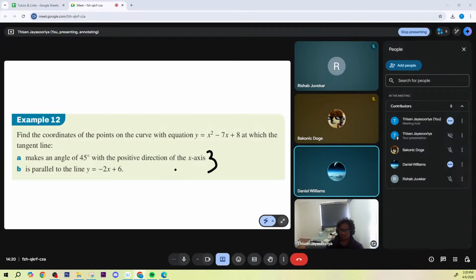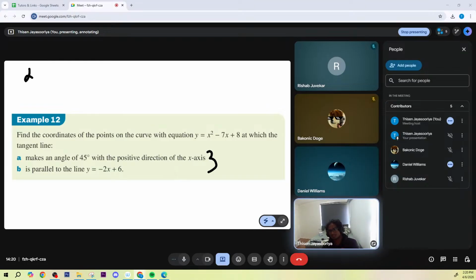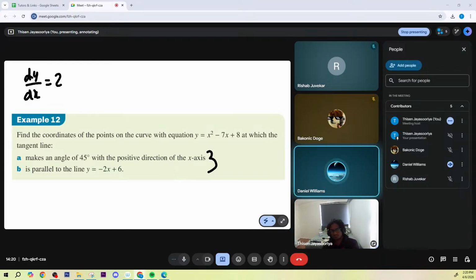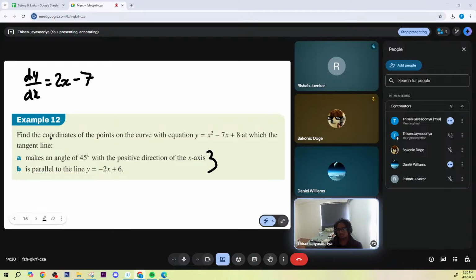So first of all, we can find the derivative, right? And that just gives us 2x minus 7. From what I remember, using the tangent, if we do tan 45, you end up getting 1. And if we equate 2x minus 7 to 1, then 2x equals 8 and x equals 4. So then we can find the coordinate by substituting 4 back in here.